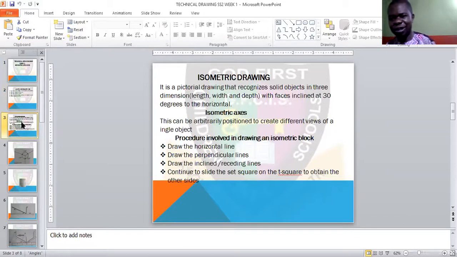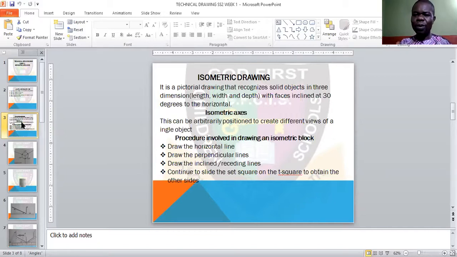Then let us look at isometric drawing. It is a pictorial drawing that recognizes solid objects in 3 dimensions. Not just a liquid or gaseous object, the solid object you can hold and feel. That is the length, the width, and the depth at 30 degrees inclined to the horizontal. We will talk about how we mean by 30 degrees inclined to the horizontal.